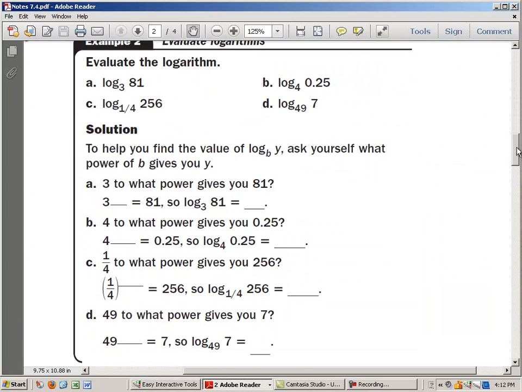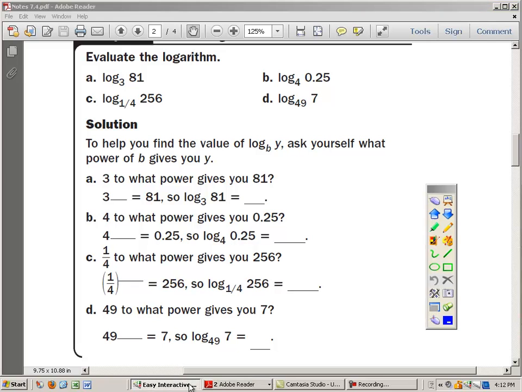So let's go ahead and evaluate a couple of logarithms here. We're going to have to do some simplifying as we go here because we need to try to get these things in powers such that they're representative of this number here in the base. All right, so to help you find the value of log base b of y, ask yourself what power of b gives you y? So again, 3 to what power is equal to 81? Well, in our case, 3 to the 4th power is equal to 81, so log base 3 of 81 is 4, because 3 to the 4th is 81.